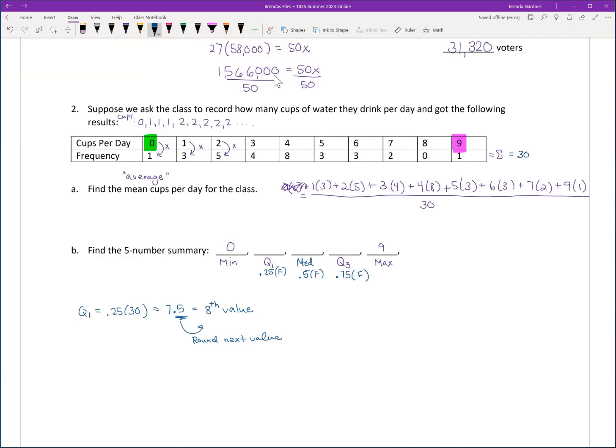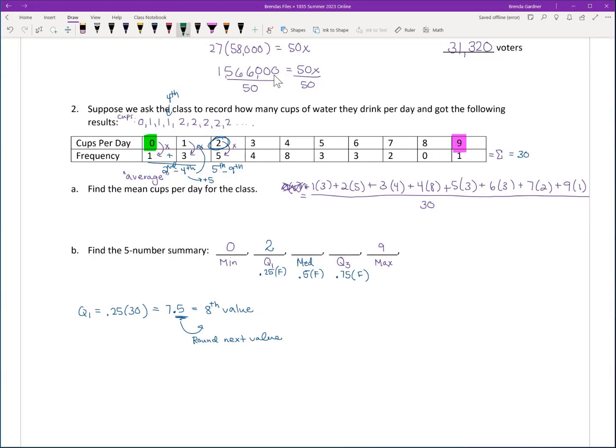Okay, now to find the 8th value, you're going to think about adding up the frequencies along the bottom of the table. So the first value is a 0. The 4th value, okay, 1 plus the 3, or the 4th value is a 1. So basically the 2nd through the 4th values are 1s. And then if I add my 5 to the 4th value, the 5th through the 9th values are all 2s. So the 8th value has got to be a 2.